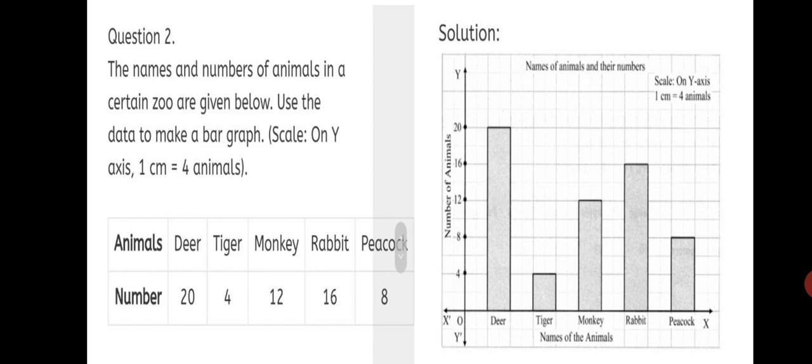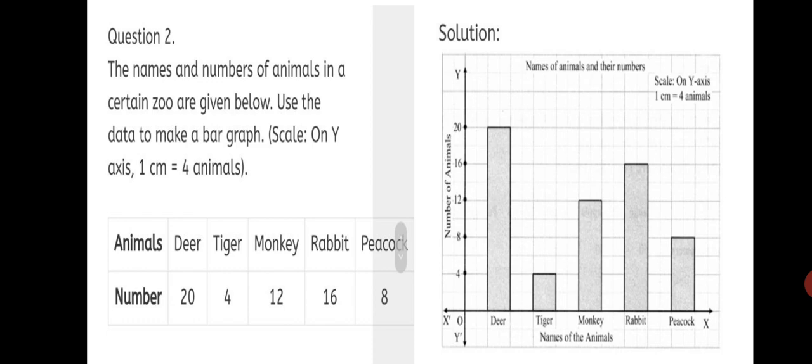Let's see. First step. What is your first step? Try to recollect. Yes, to write the title. So, first thing that you're going to do is write the title: names of animals and their numbers. Right? So, in the center of the graph paper, you write the names of animals and their numbers on top. Once this is done, we are going to go to a second step.